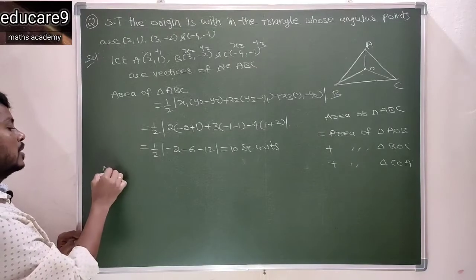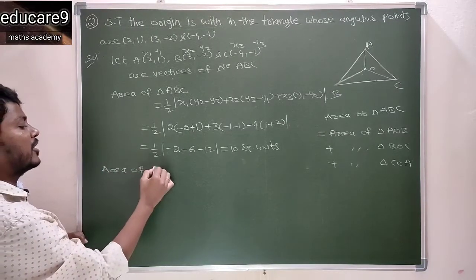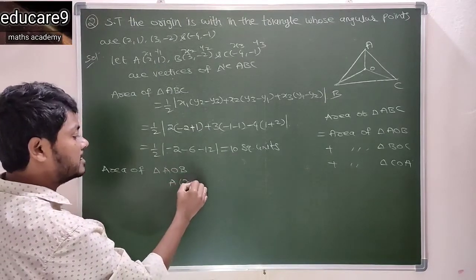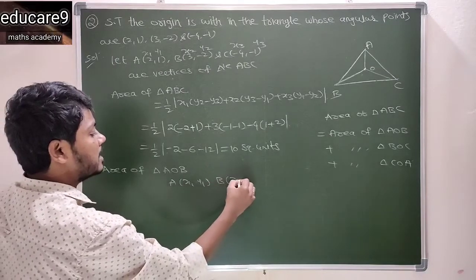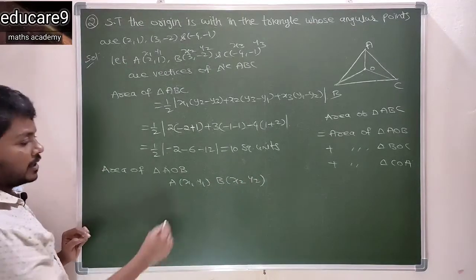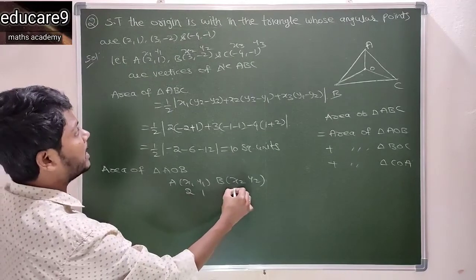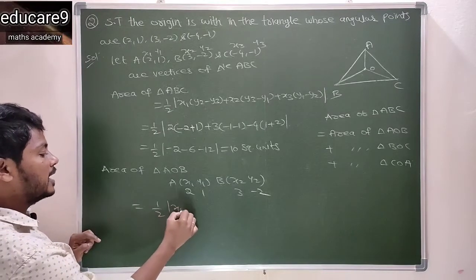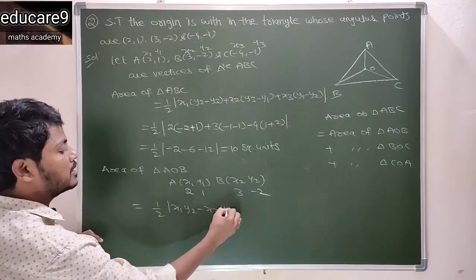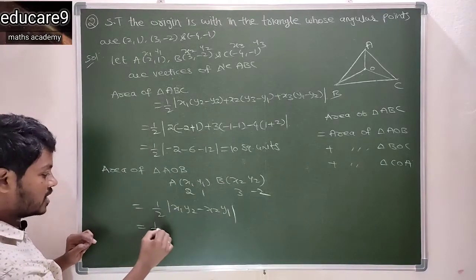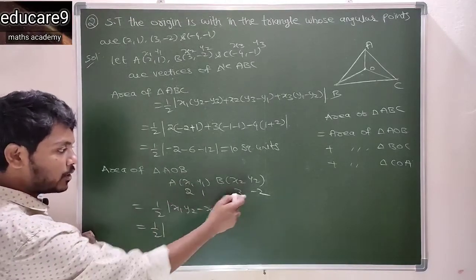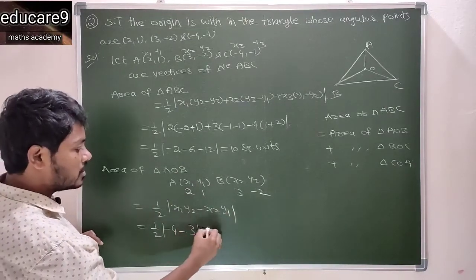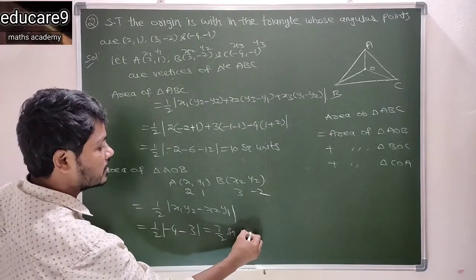Next find area of triangle AOB. So for that, A is x1 y1 and B is x2 y2. So clearly A point is 2 comma 1 and B point is 3 comma minus 2. So therefore area is what? Half into (x1 y2 minus x2 y1). So this is half into x1 y2, so 2 into minus 2 minus 4, minus x2 y1, 3 into 1, 3. So this is 7 by 2 square units.